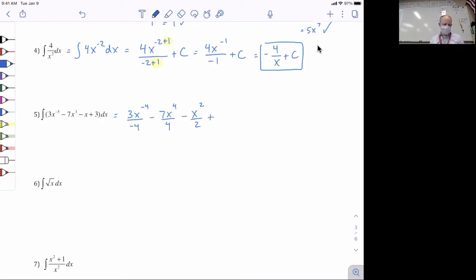And then 3. So this one's weird because you're like, there's no x, there's no exponent. But if you think about 3 as being 3x to the 0 power, because x to the 0 power is 1, then the power rule makes sense, right? You add 1 to 0, and you would get x to the first, and then you divide by 1, and there you have it. Then you have plus c.